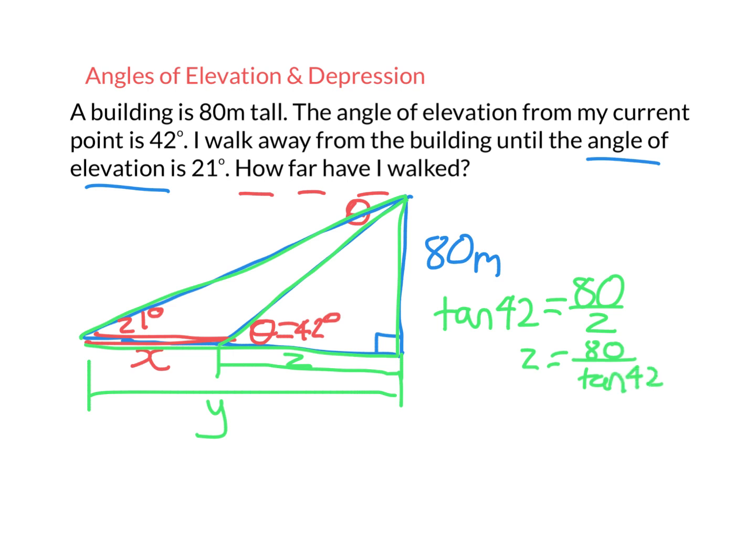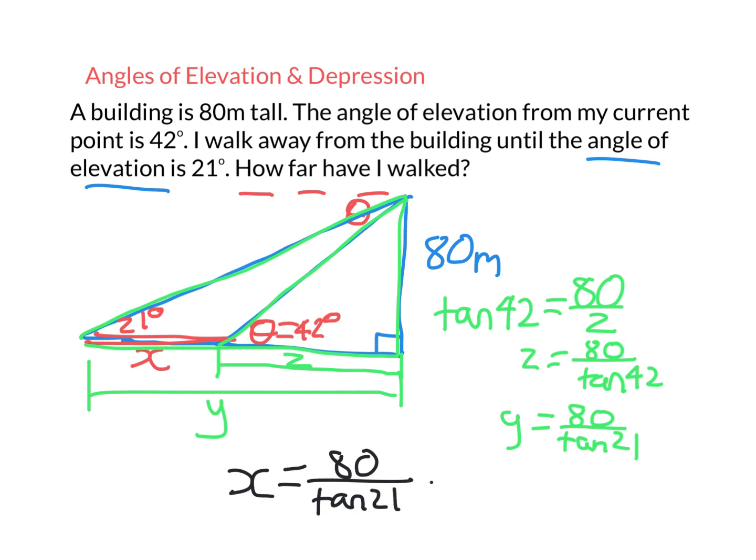And then similarly, we could do that for y. y is going to be 80 divided by tan 21. I'm not at the moment finding what these are and rounding them, as that would introduce errors. What I'm going to do to find x is do it in one go. x is going to be y, which is 80 over tan 21, minus z, which is 80 over tan 42. Putting it in my calculator like this will ensure that my final answer is exact. So if you put that in your calculator, you get about 120 meters. That's how far I've walked.